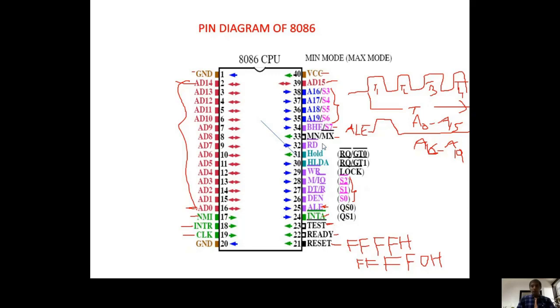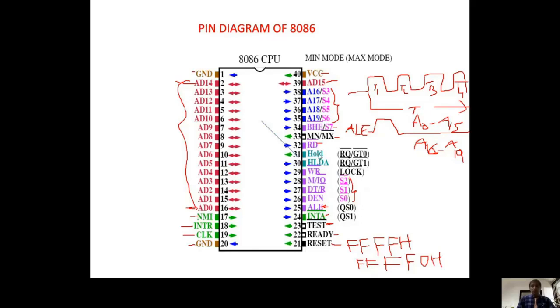Okay. Now coming to RD bar. This is another important pin. Do you know what is RD bar? Remember, the bar means active when it is 0. Whenever RD bar is activating, then the 8086 reads data from external memory or an external IO device. If this RD bar is activating, then only it will read data from external memory or IO.